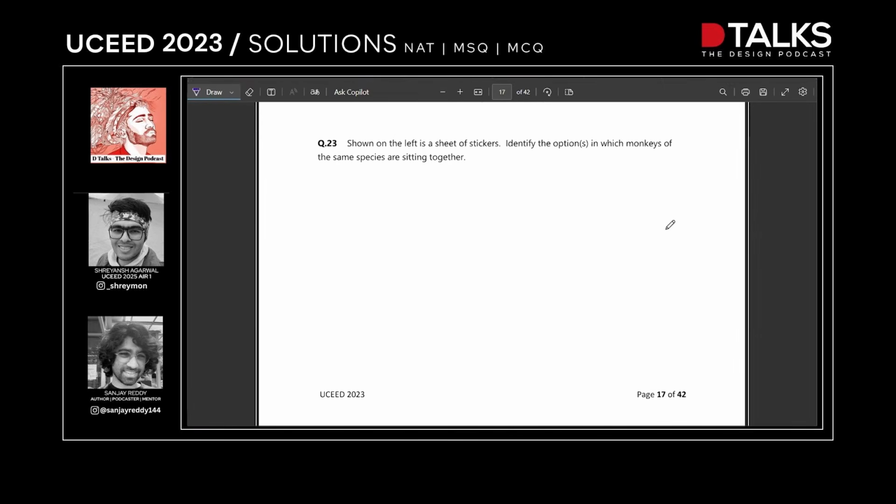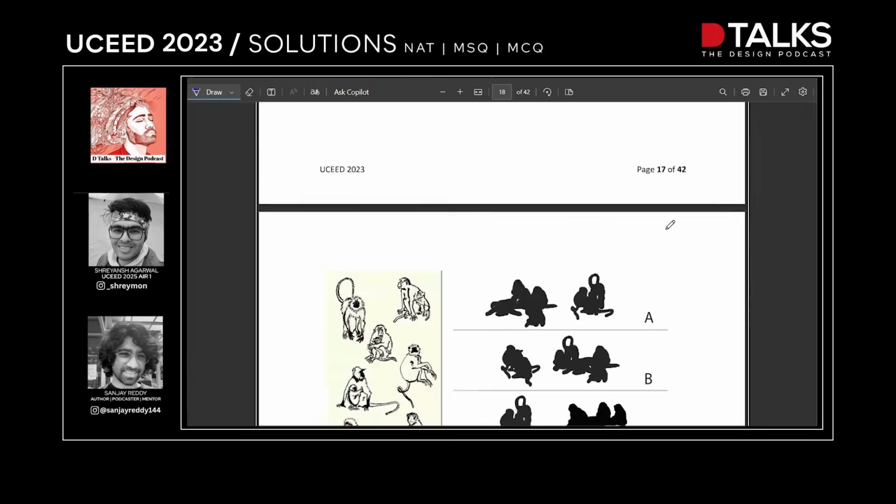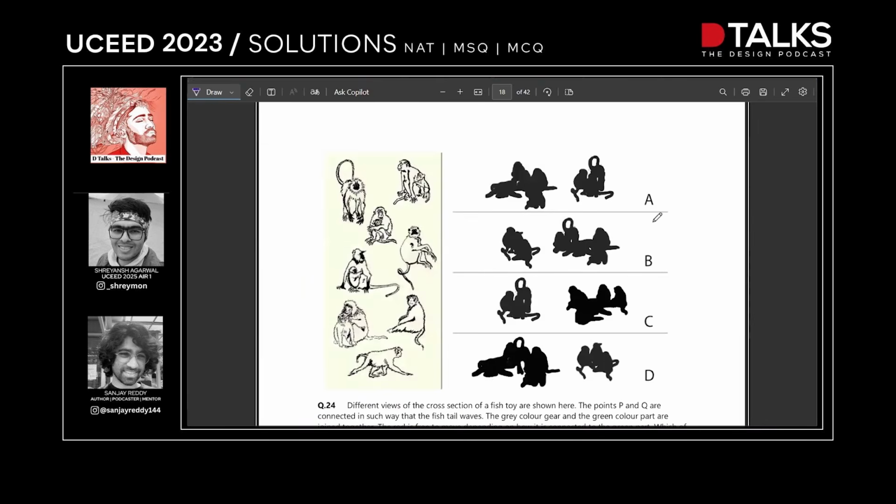Shown on the left is a sheet of stickers. Identify the options in which monkeys of the same species are sitting together. Right, so it's pretty obvious. These three are in the same species. These two, this and, okay, there are only two types of species, and the rest five are the same species.